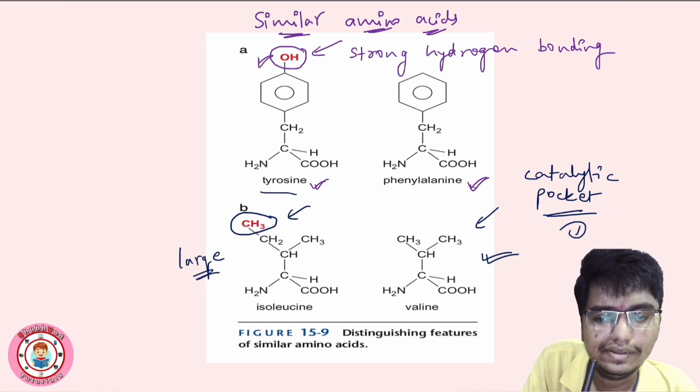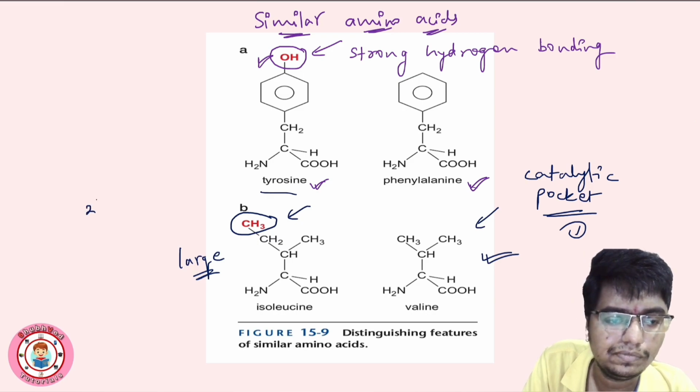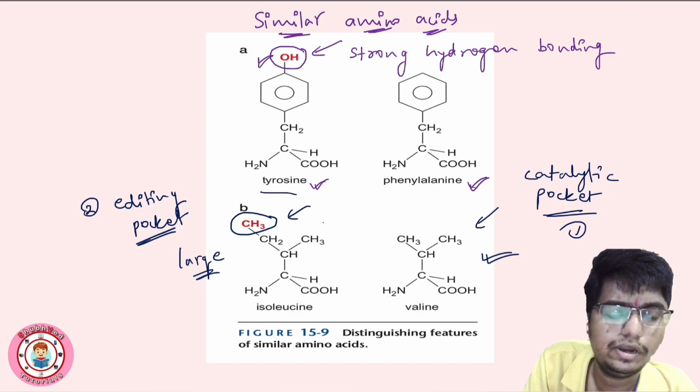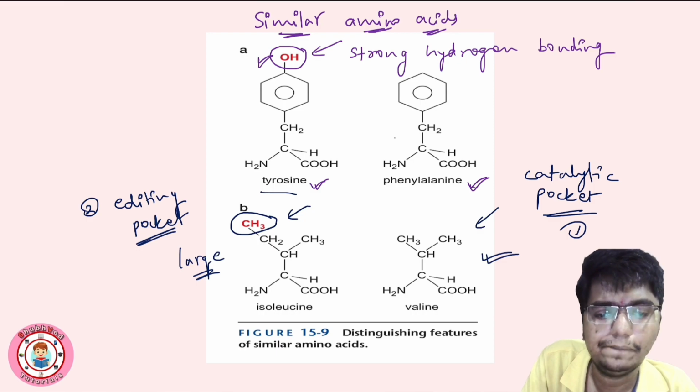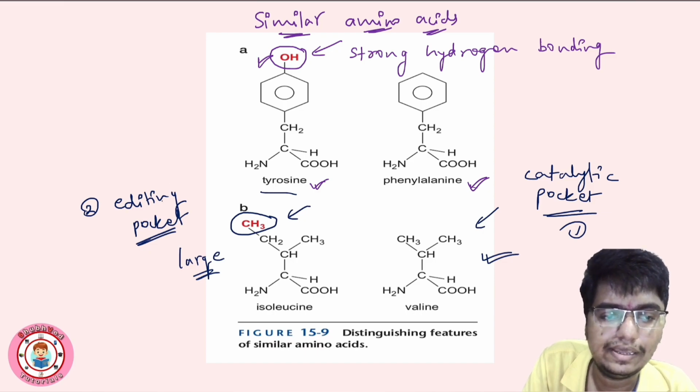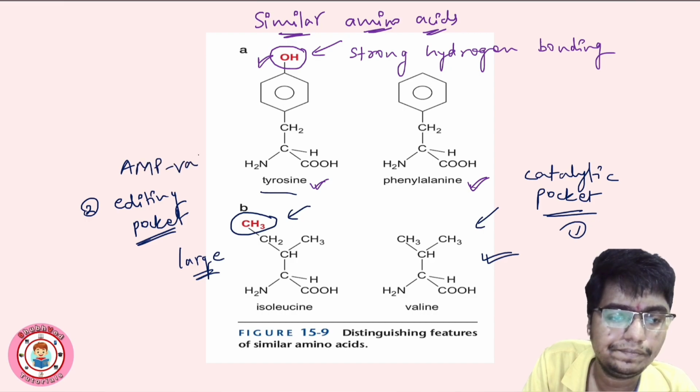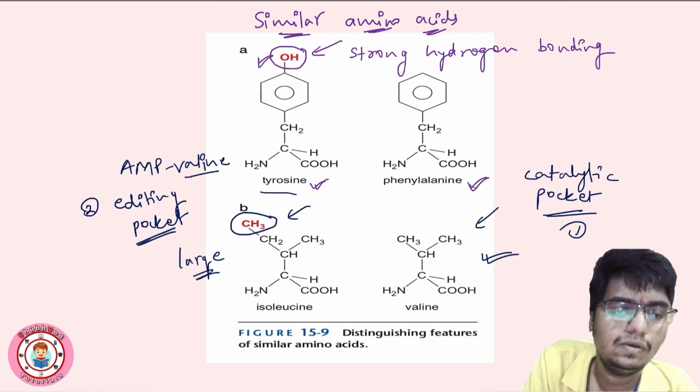So the catalytic pocket is one important thing, and the next important thing is the editing pocket. Some amino acids use an editing pocket also. In the editing pocket, the products of adenylation bind. Right. Suppose in the case of valine, AMP-valine will bind and then it will be hydrolyzed. Means this AMP will be released and valine will become free then.